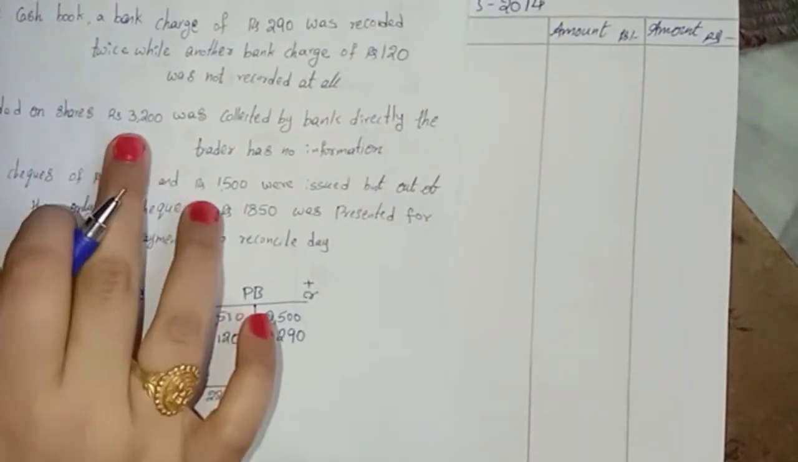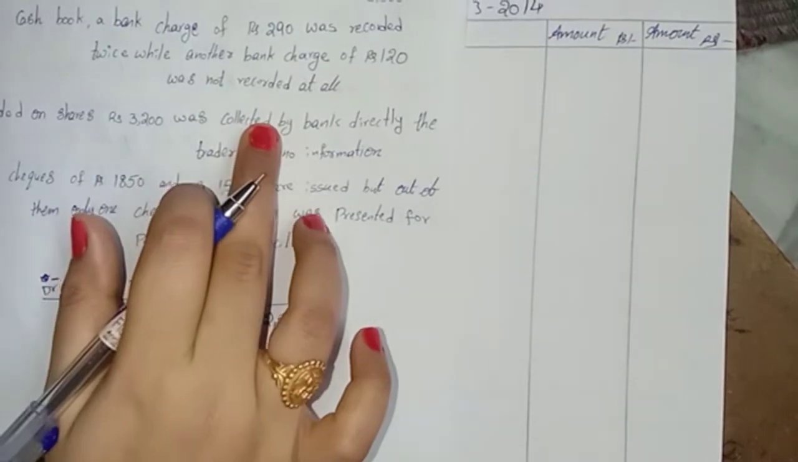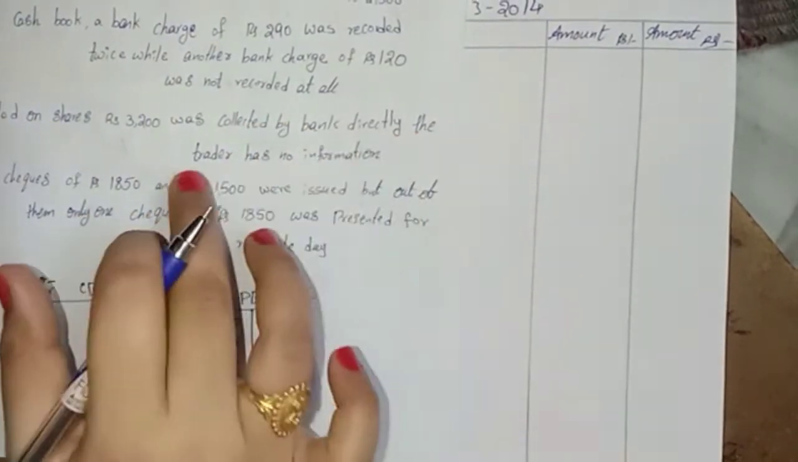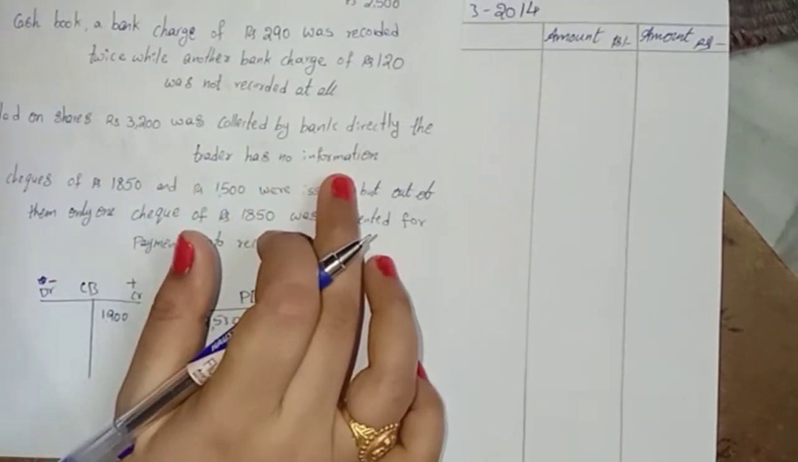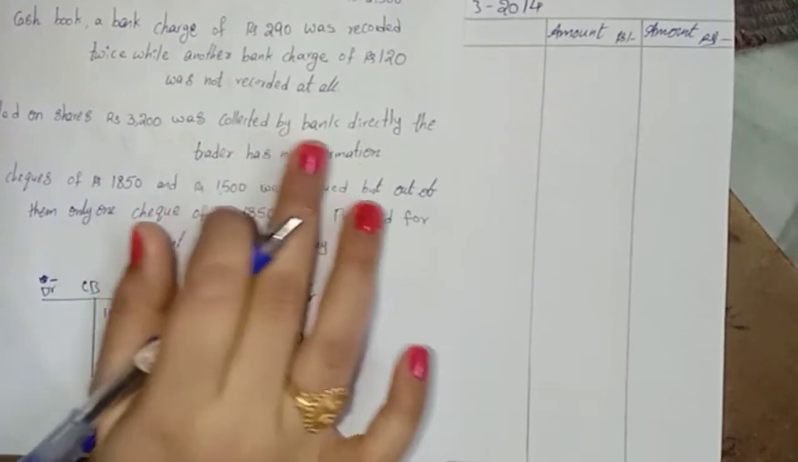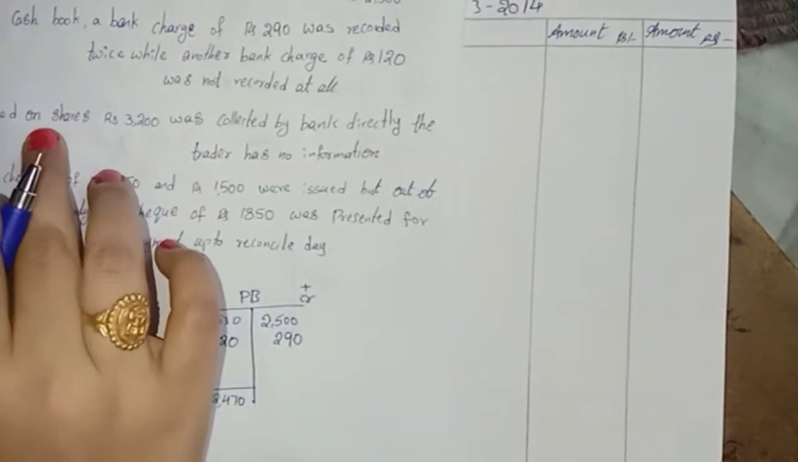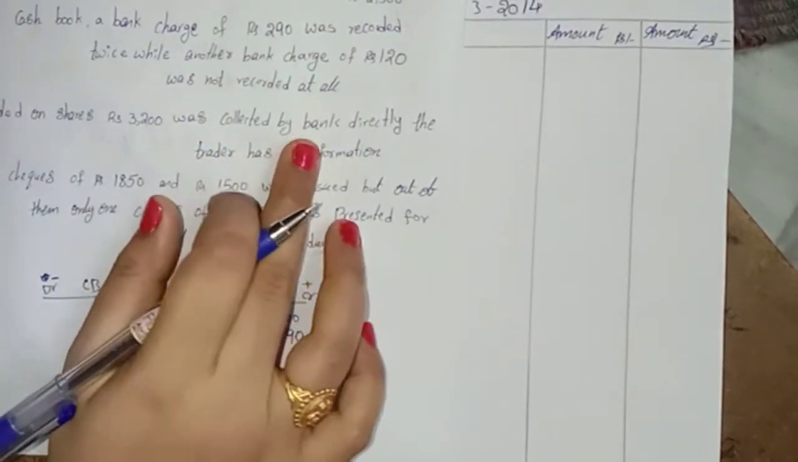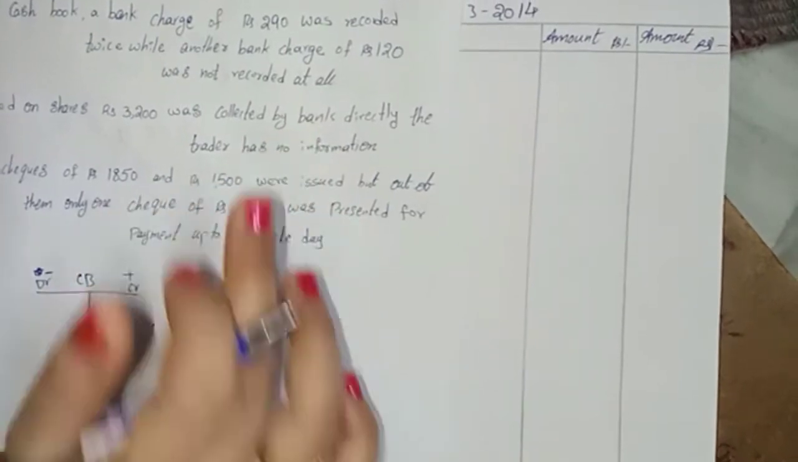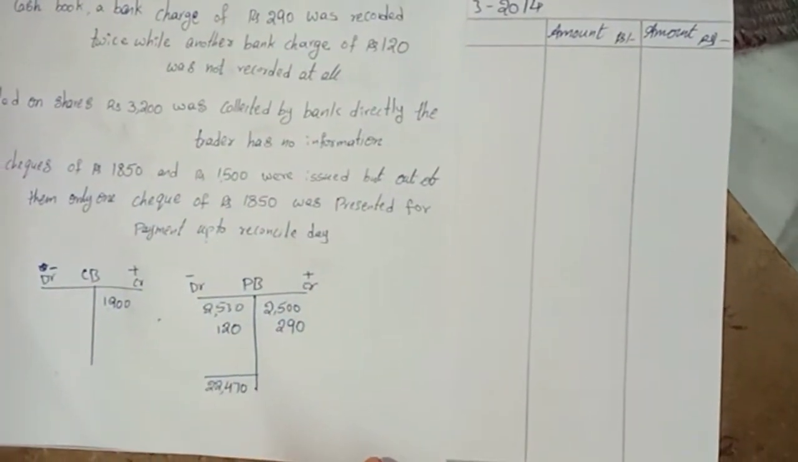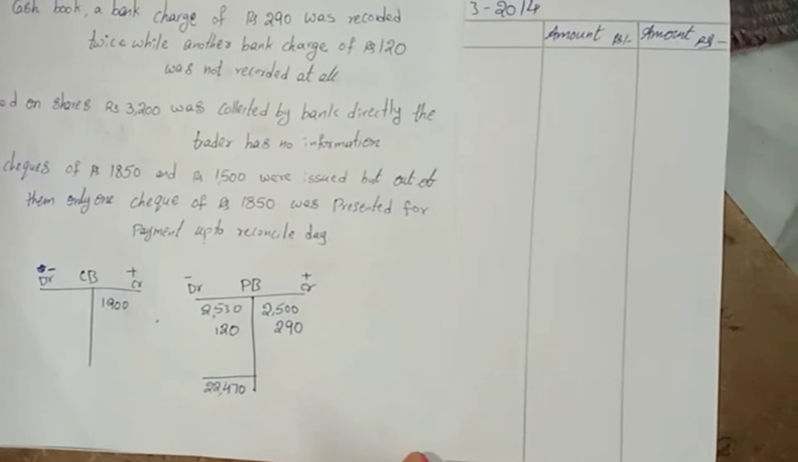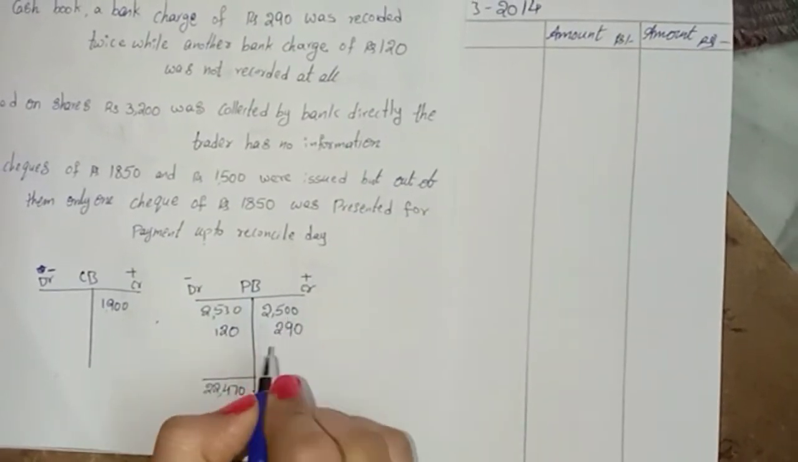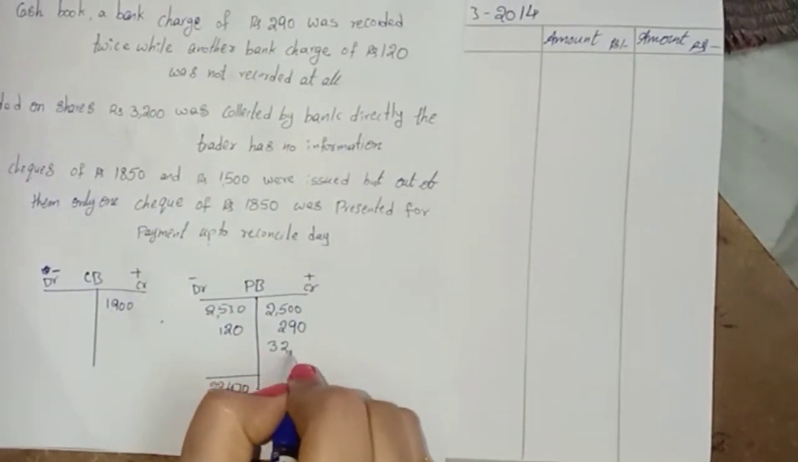Dividend on shares of 3,200 was collected by the bank directly. The trader does not have any information about these shares being collected by the bank. All collections are recorded on the credit side of the passbook: 3,200.